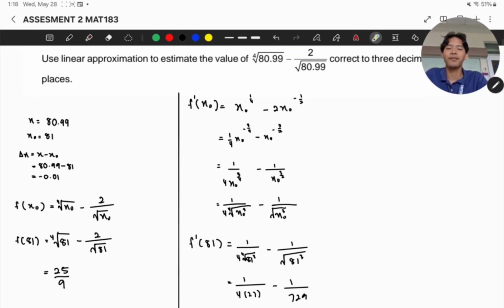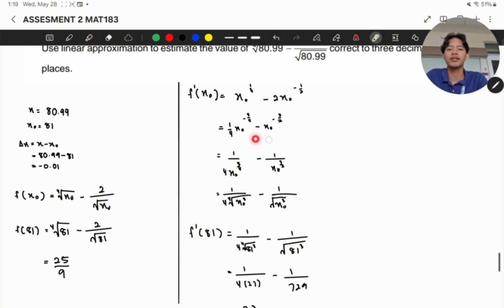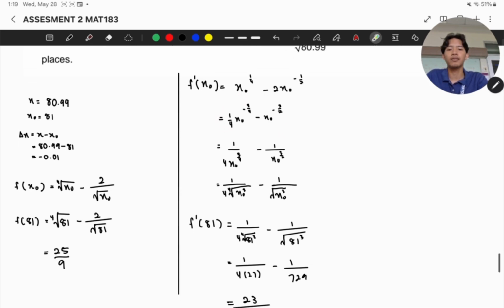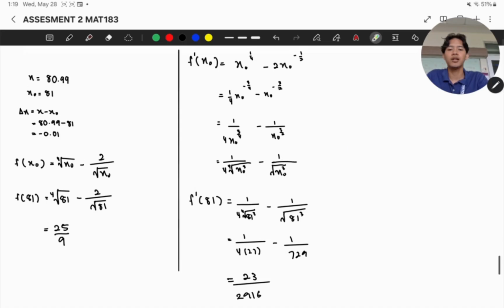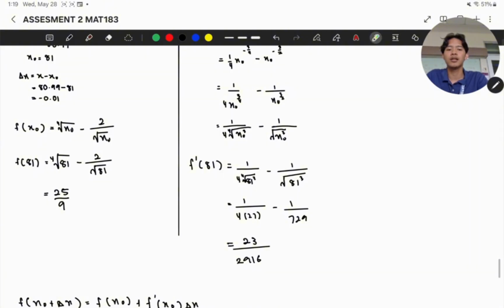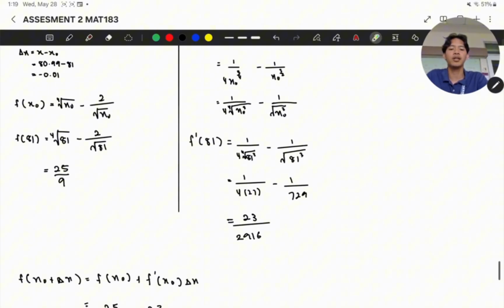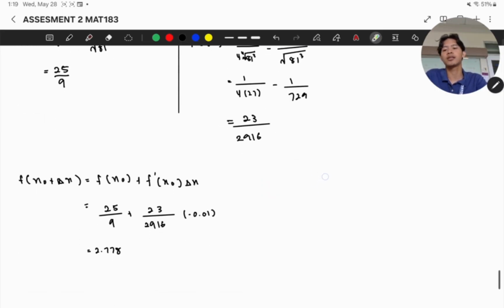Okay. So now we have to find f prime of x sub 0, which means we have to differentiate. Before we differentiate, we have to make the root become a power. So we have this, then we can differentiate it, and then we get this. After that, make it a fraction and bring back the root. After that, we can substitute the value of x sub 0 inside the f prime. So after the calculation, we get this value, 23 over 2916.